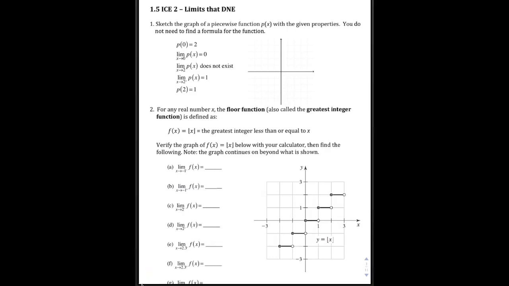So in this first problem, this is really an in-class exercise, so I would have you spend a little bit of time thinking about this one. What I need you to do is, you've got these different criteria, and what you would like to do is to graph a piecewise function with these properties. So it has to be one function that has all these properties. You don't have to find a formula for the function. So let me give you a minute to think about it.